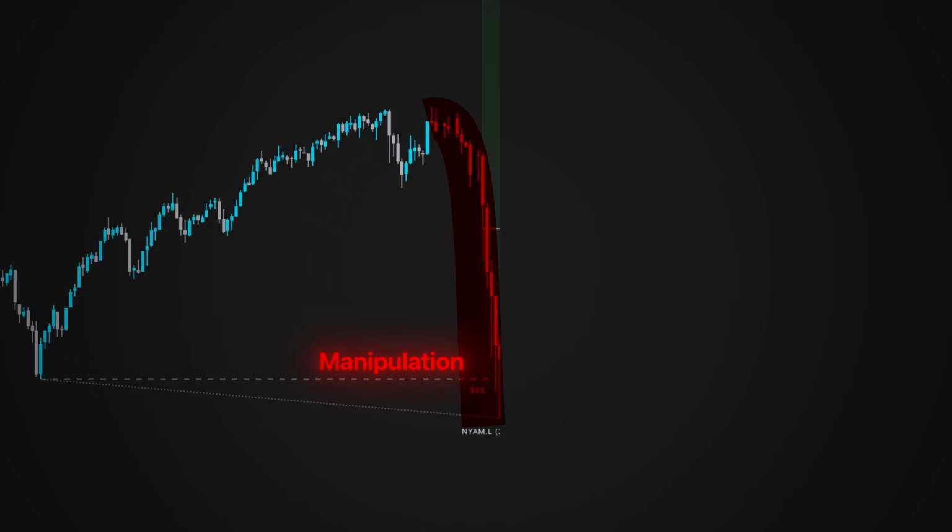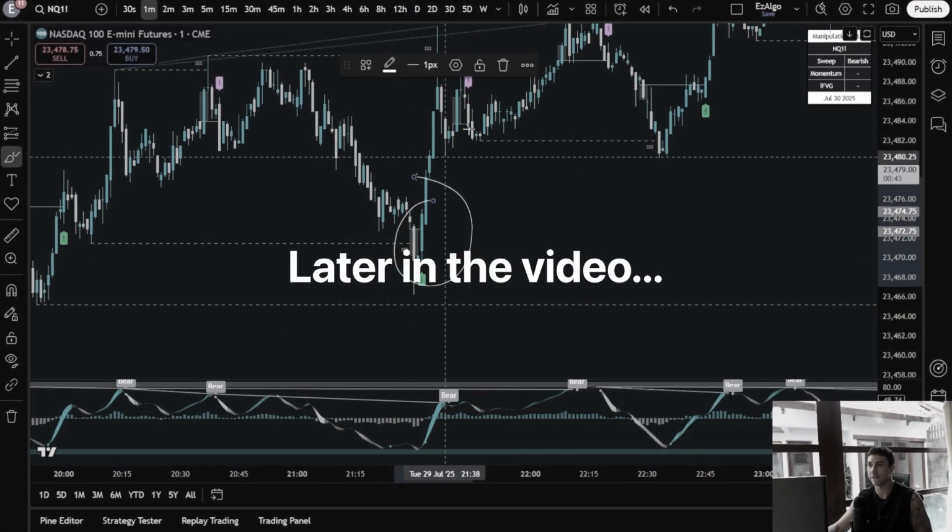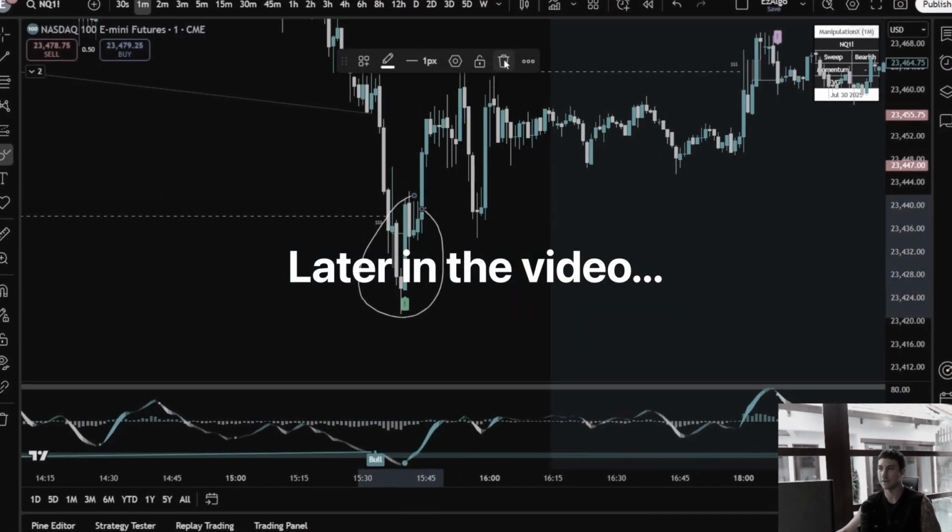This manipulation move happens every time before an explosive move to the upside. This is called a V-shaped reversal. In this video, I'm going to be showing you guys how to spot these reversals with the manipulation X indicator. This setup has an extremely high win rate and a very high risk to reward when you're using the rules I'm going to be sharing with you guys in this video.